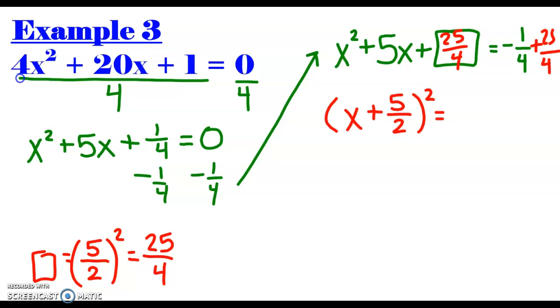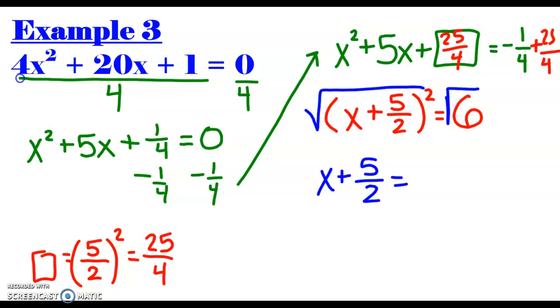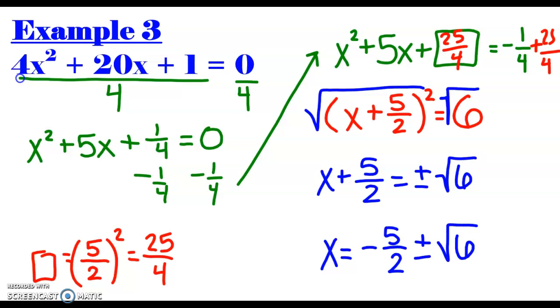Oh, that's going to be pretty, right? Because that'd be 24 over 4, which is 6. Now I would square root to get rid of my square. So I have x plus 5/2 equals plus or minus, let's see, there's no pairs in 6, so radical 6. Then I will be done once I get 5/2 to the other side: x equals negative 5/2 plus or minus radical 6.